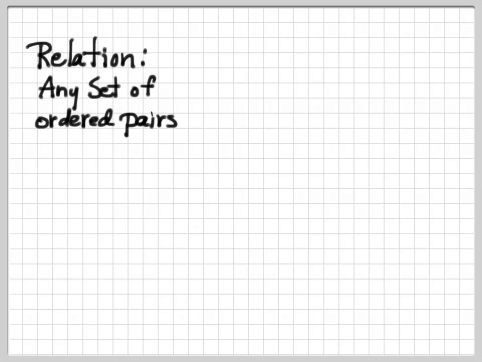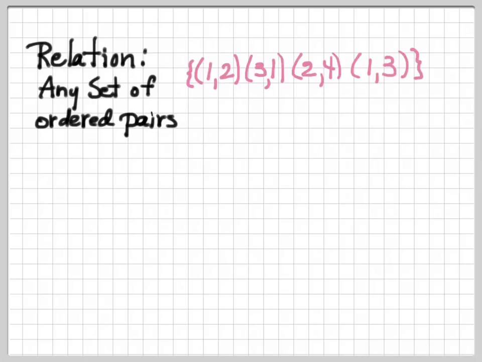Let's talk first about what a relation is. A relation is any set of ordered pairs. For instance, if I have the set of ordered pairs (1, 2), (3, 1), (2, 4), and (1, 3). The domain of this relation is all of the x coordinates, which would be 1, 2, and 3.